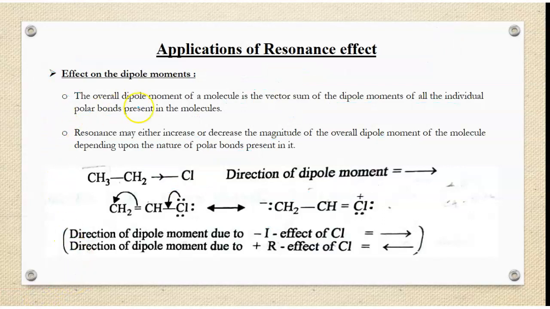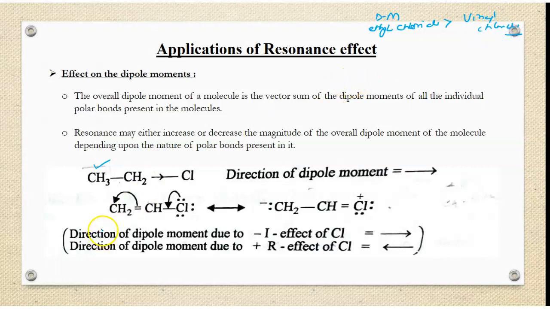Let me change the slide. For example, let's just say that the dipole moment of ethyl chloride is much higher than that of vinyl chloride. Write it down. Dipole moment of ethyl chloride is higher than that of vinyl chloride. Why is it happening so?